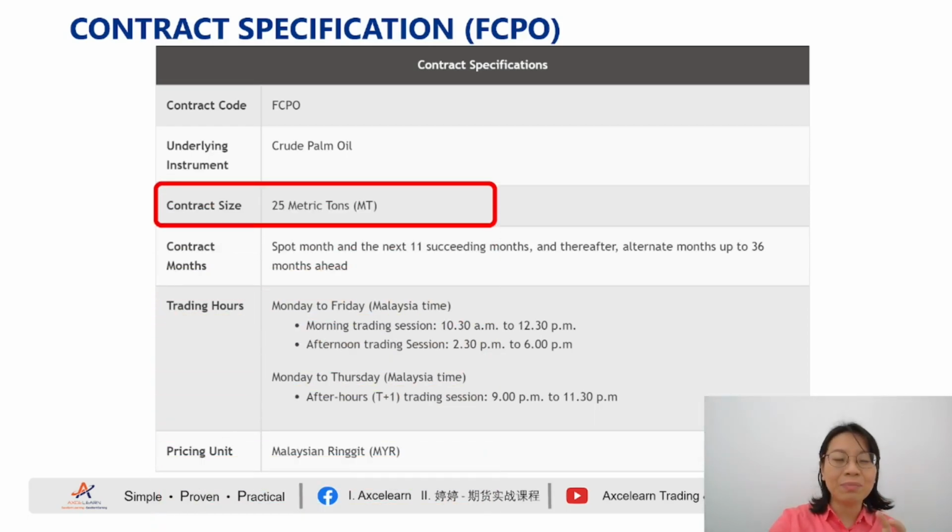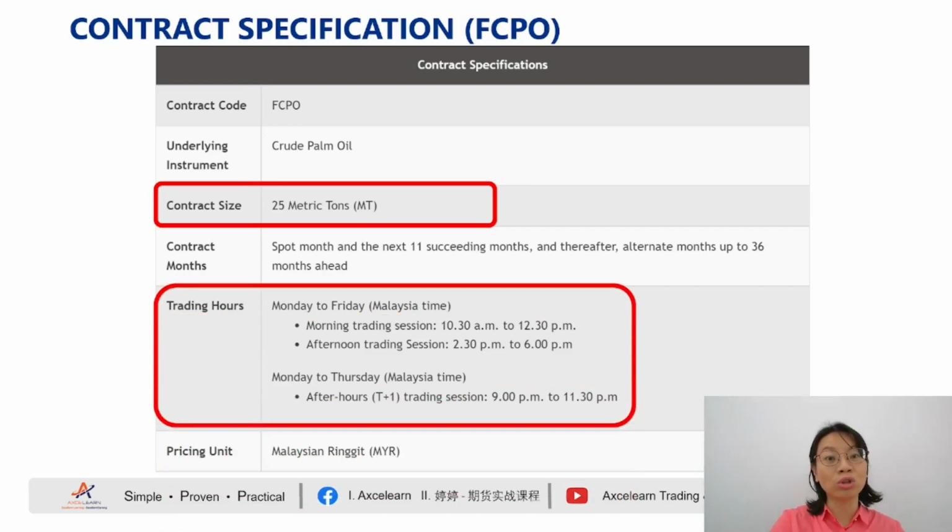And before we come back to the contract months, the next thing that we are going to look at is your trading hours. Unlike your FKLI, FCPO has its own trading hours. We have the morning trading session which starts at 10:30 and closes for the midday break at 12:30. The afternoon session is 2:30 until 6 p.m. So you can see that the trading hours are quite different from your FKLI.